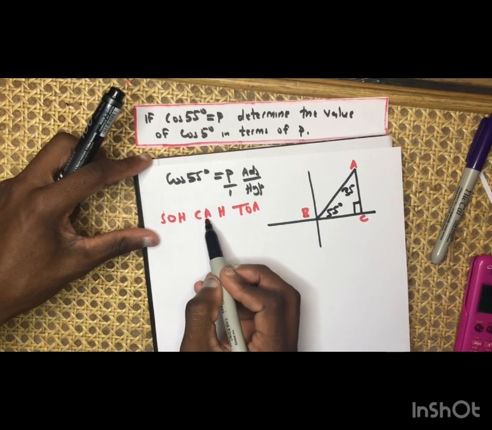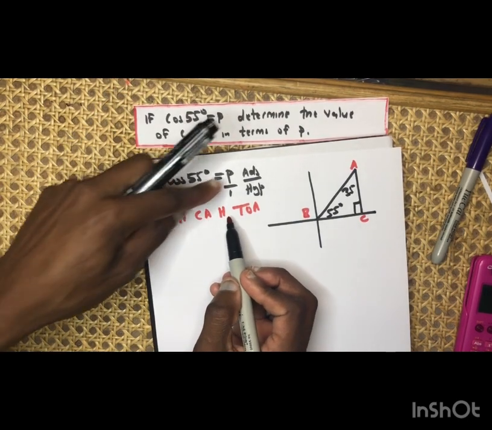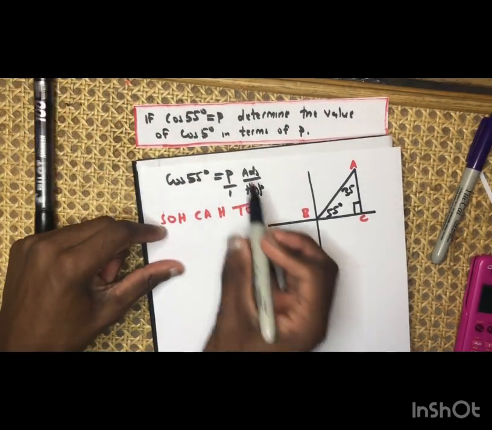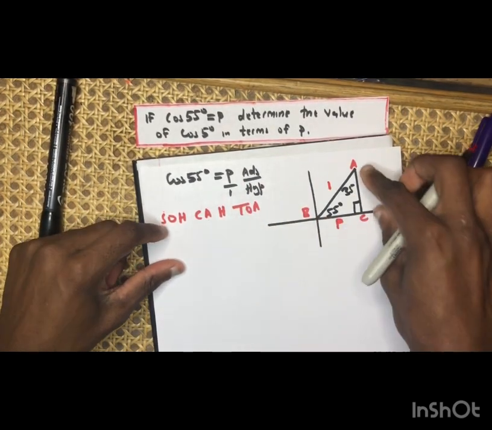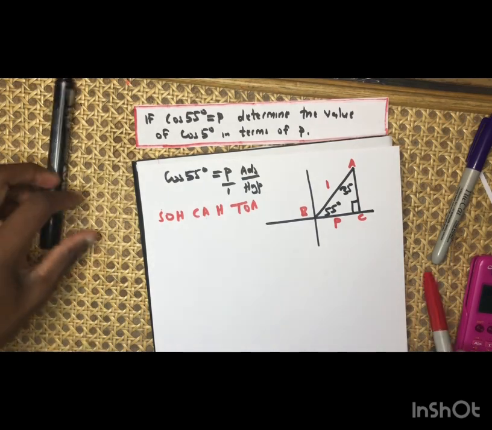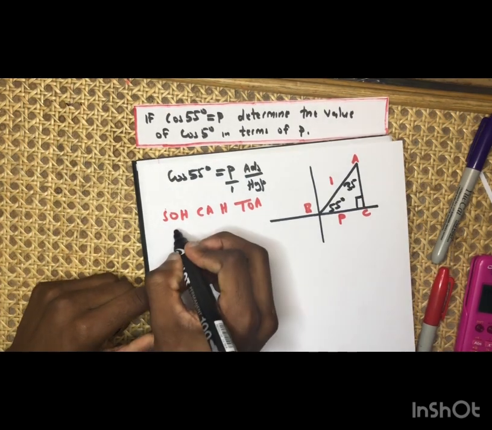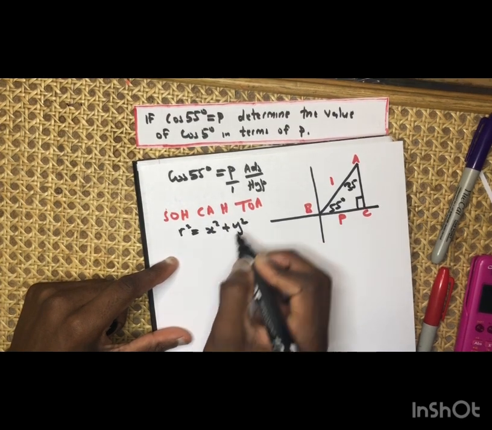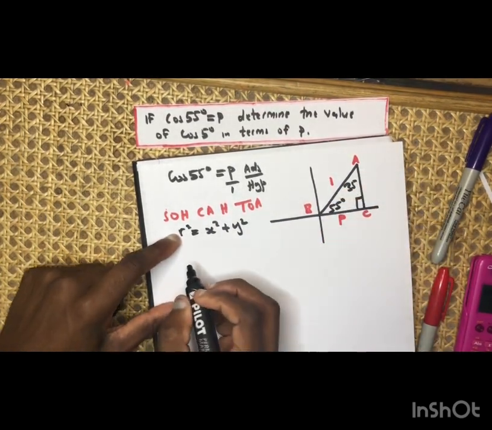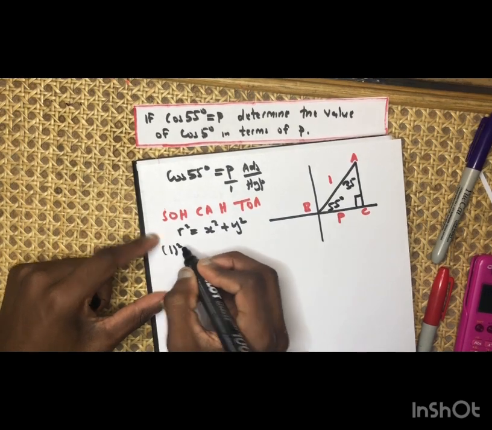So we know that cos is adjacent over hypotenuse. In this case, your adjacent here is p, so I'm going to put p, and your hypotenuse is 1. Then you find your opposite using the Pythagoras theorem. So you're going to have r squared equals x squared plus y squared. Your r is BA, which is 1.